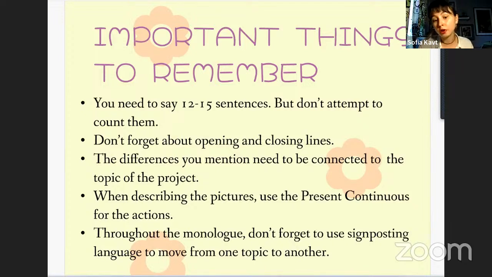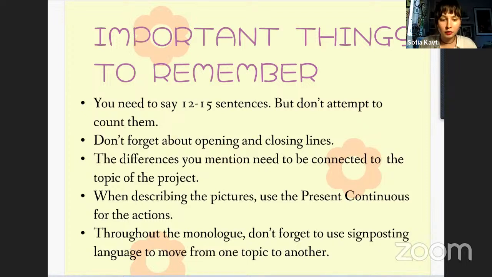At the stage of describing the pictures, make sure you use the present continuous tense to describe the actions of the characters. Treat this as something that's happening right at the moment, that doesn't belong to the past, or that doesn't happen in general. It's something that is happening right at the moment.